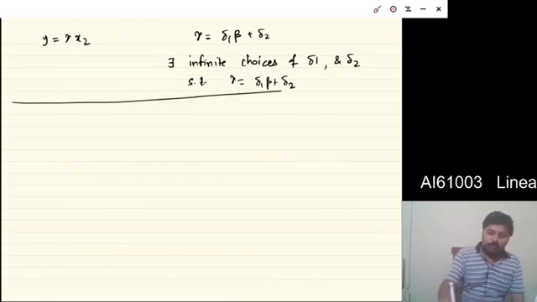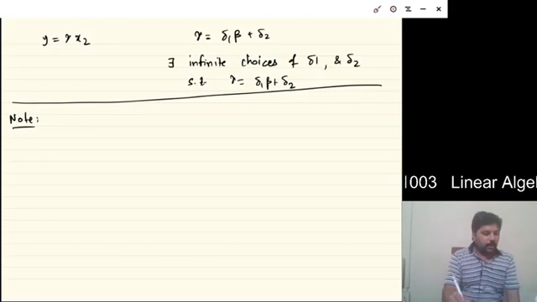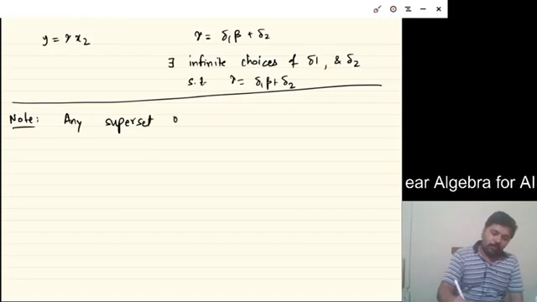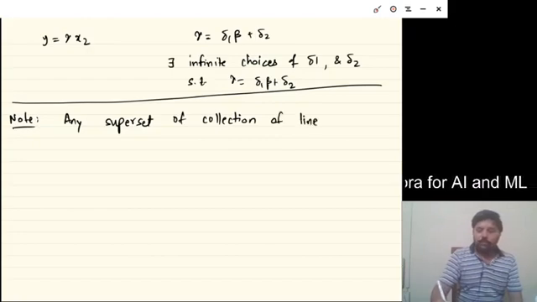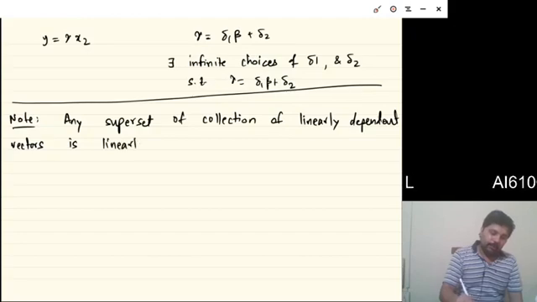So another important note that you have to understand is that any superset of a collection of linearly dependent vectors is linearly dependent.